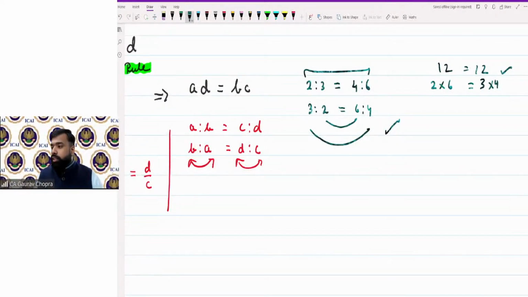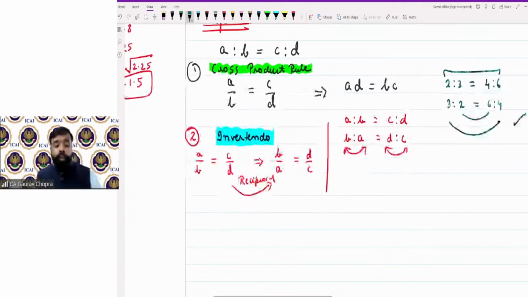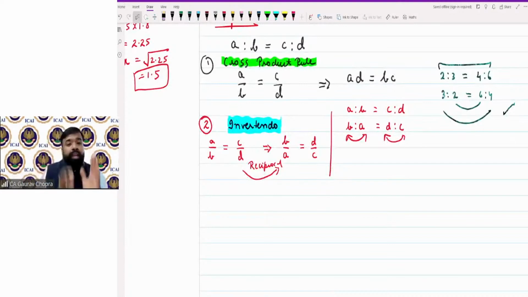So Sakshi has understood. Kavita, Vishal, great. So everybody has understood. This is known as invertendo. तो अगर हम invertendo अप्लाई करते हैं तो भी given ratios proportion में रहेंगे.